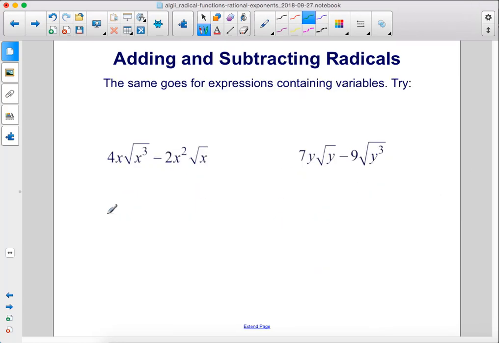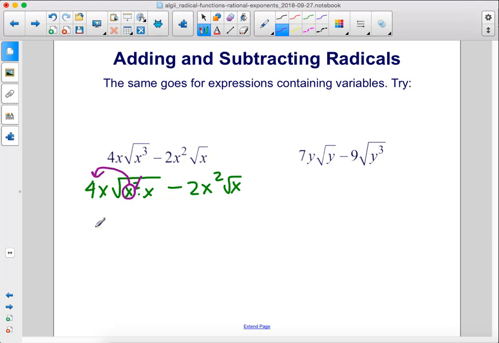The same goes for expressions containing variables. Let's try these. So we have 4x times the square root of x squared times x. I'm rewriting x cubed as x squared times x. And then over here, we can't simplify this anymore yet, but we have 2x squared times the square root of x. Now, this squared cancels out if we take this x and move it out front.